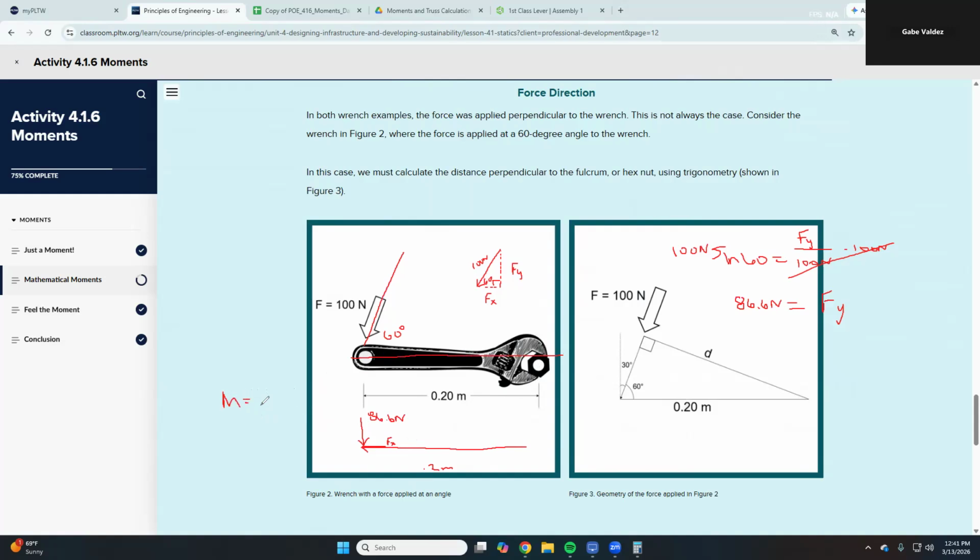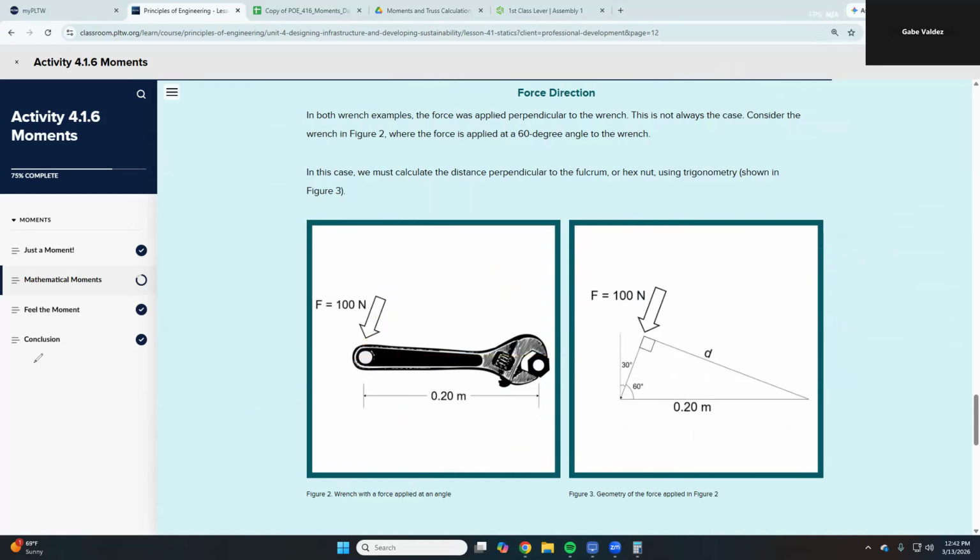Moment is equal to force times distance. So I have an x component, I have a force, but there's no distance from the line of action that passes through this point of rotation. So the distance is 0. So this x component doesn't cause rotation about this point. The only component that does is my y component.